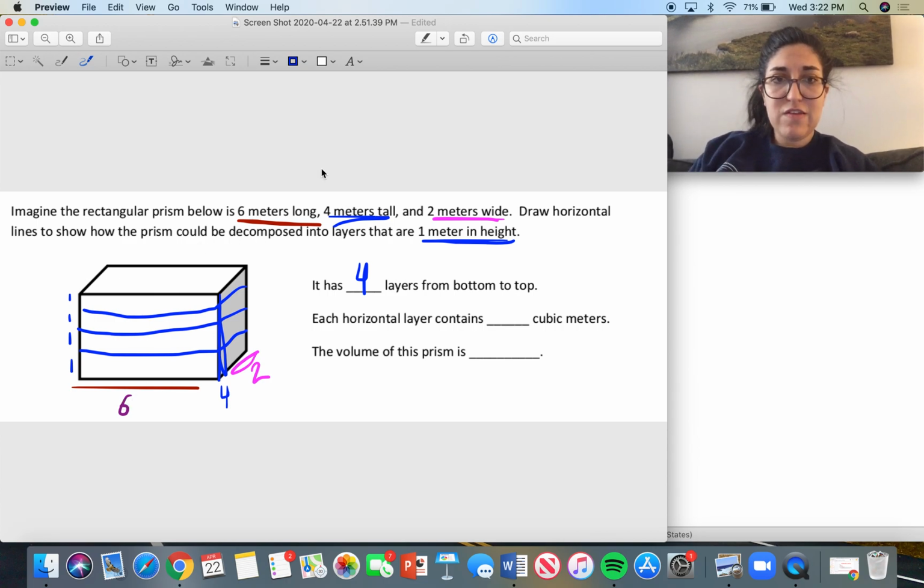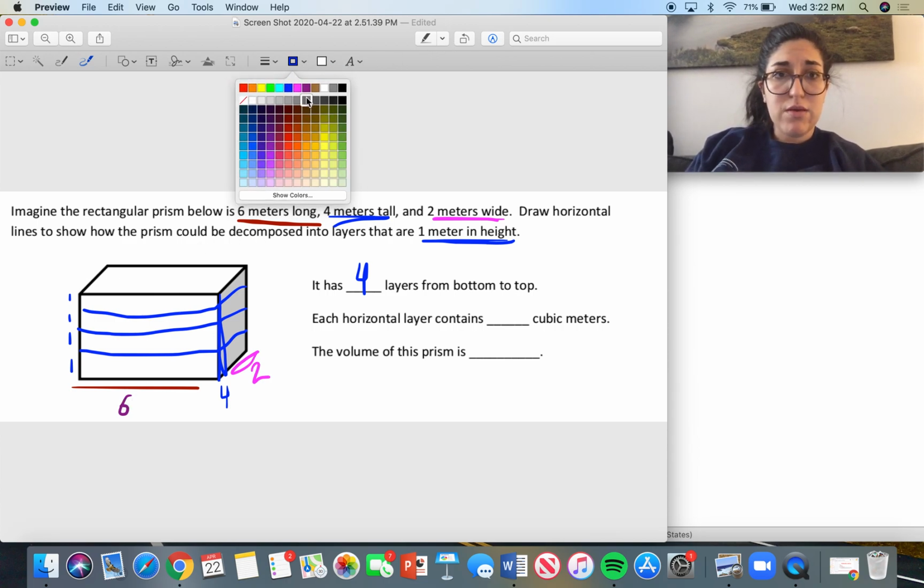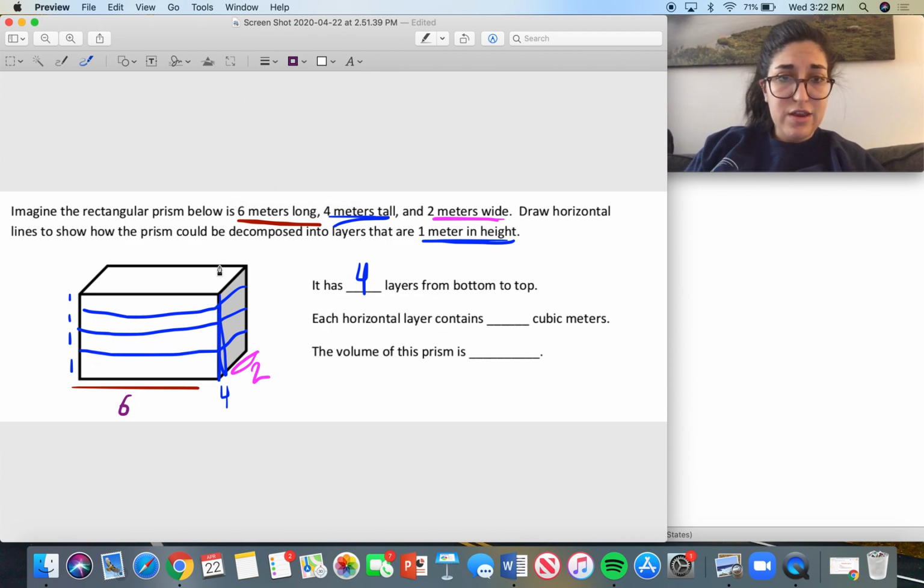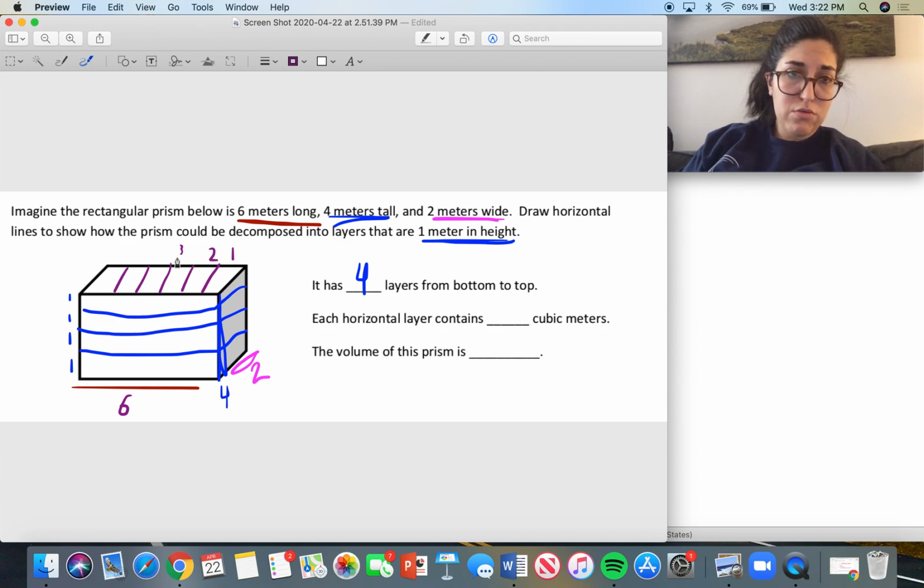If we look, it says it's 6 meters long, which means when I'm drawing this, I need to make it 6 meters long. That would be 1 meter, 2 meter, 3 meter, 4 meter, 5 meter, and 6 meter, right? And I can even count this. 1, 2, 3, 4, 5, and 6 meters long. And then it says it's 2 meters wide. So that means I need to break it into 2 meters wide. That's just one line, right? Here's 1 meter wide and 2 meters wide.